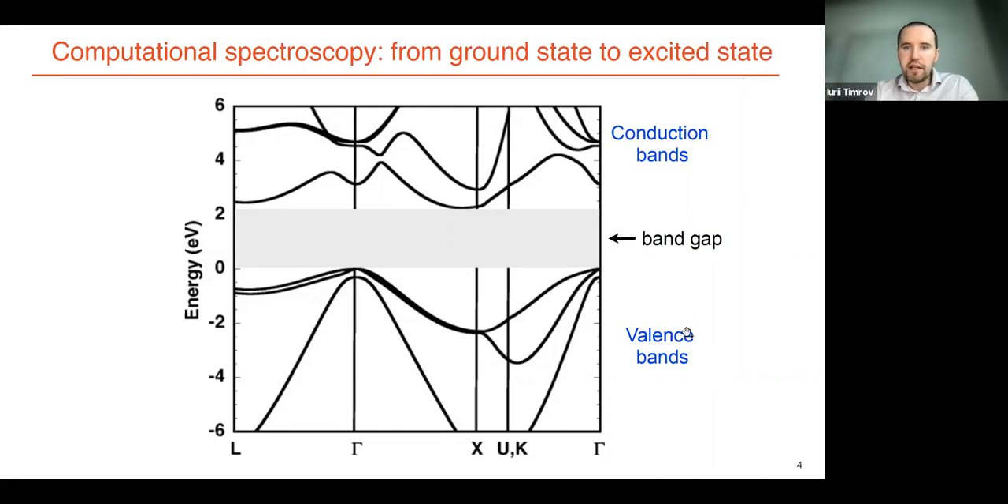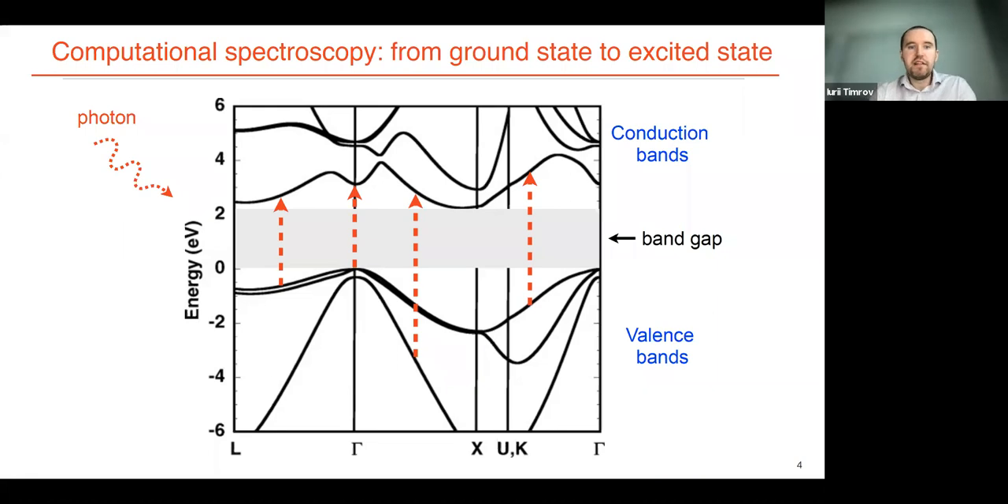So what we can see here, we have the band gap. This is the energy separating the top of the valence bands and the bottom of the conduction bands. So let's say we have our system, our material in the ground state, and then all of a sudden we irradiate our material, for example, with light.